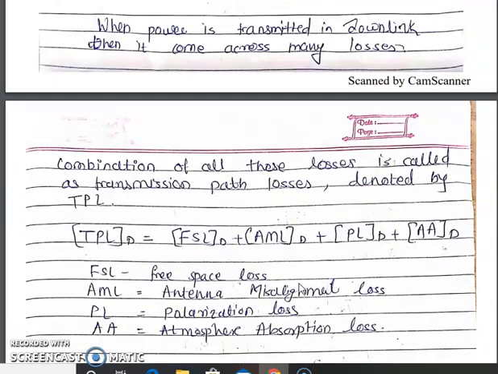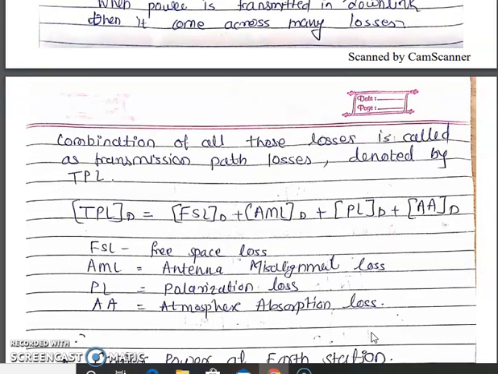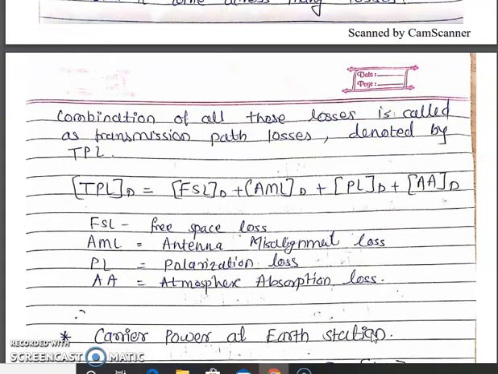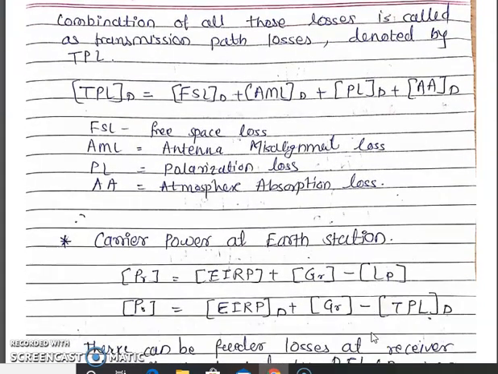Now what are the losses in downlink? Again this TPL is nothing but FSL, that is the free space loss, AML antenna misalignment loss, PL polarization loss, AA atmospheric absorption loss. In this case students, in the numerical all these losses are given in the numerical format. You have to consider all these losses. If it is not given, don't consider these losses. Whichever losses are given in the numerical, consider those.